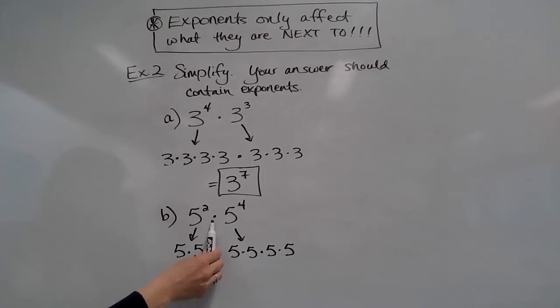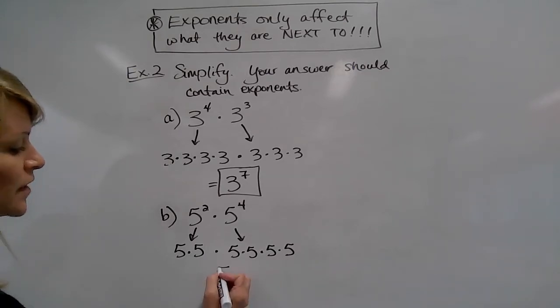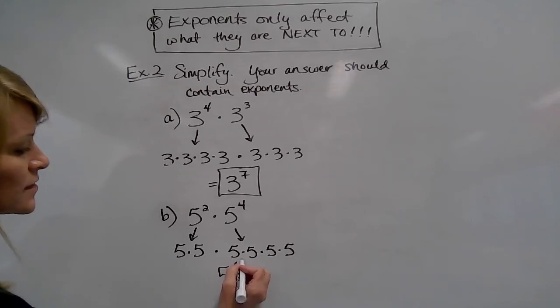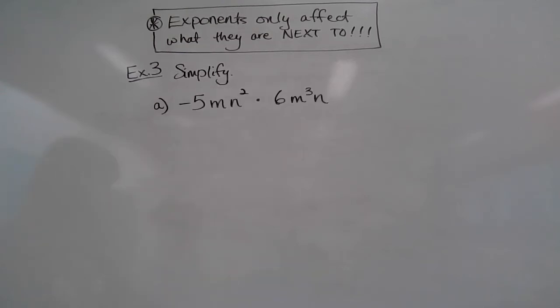We're multiplying those together, so let's bring down that multiplication symbol. And you can see we have 6 5s all being multiplied together. So that becomes 5 to the 6th power. You might notice there's a shortcut that we're going to be looking at soon, but for now, let's just see what happens with the next few problems.